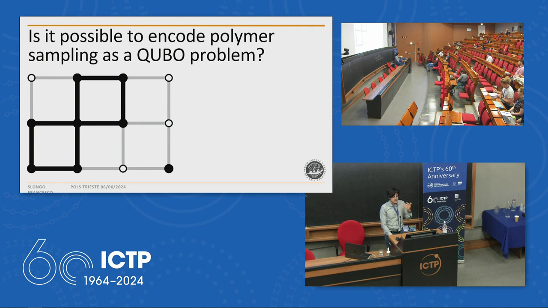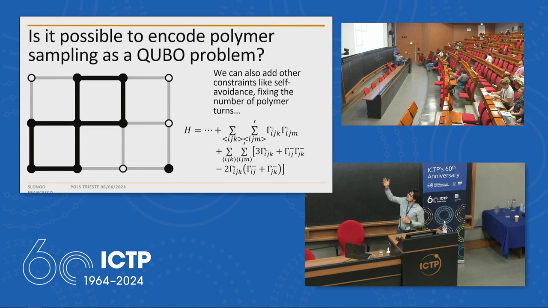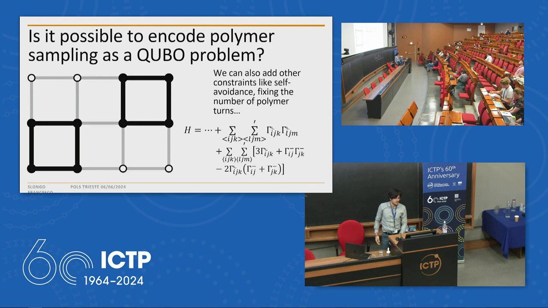We can add other terms on top of our Hamiltonian, like a term that imposes self-avoidance, and another that fixes the total curvature of our system, which for a cubic lattice pretty much consists in counting how many times a polymer does a 90 degree turn. This can be quite difficult and cumbersome, so I'm not going to show you the term for self-avoidance. Just trust me that if you minimize all the previous terms plus this one, you will get configurations like this, so self-avoiding rings.